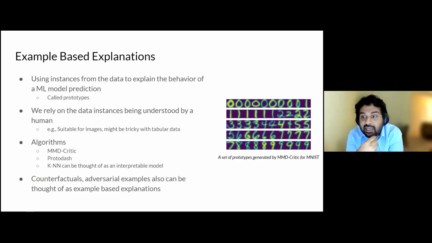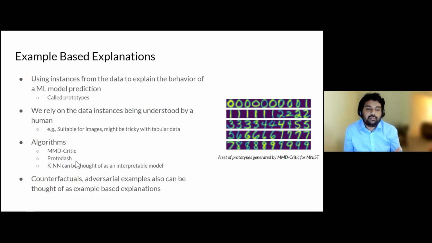That can be helpful in images, but might be tricky with tabular data because it's difficult to present tabular data in a human understandable way. But there could be some modifications to that. There are a couple of algorithms out there, though this field is not heavily studied. MMD critic is one of the most popular ones, and it would be good to read about that. They talk about prototypes and something called a criticism as well. A criticism is something that doesn't conform to the prototype that you select. It's an interesting read. And there's another algorithm called ProtoDash, where you actually find the prototypes like this.